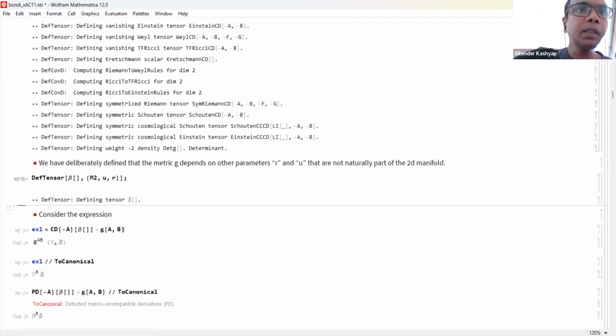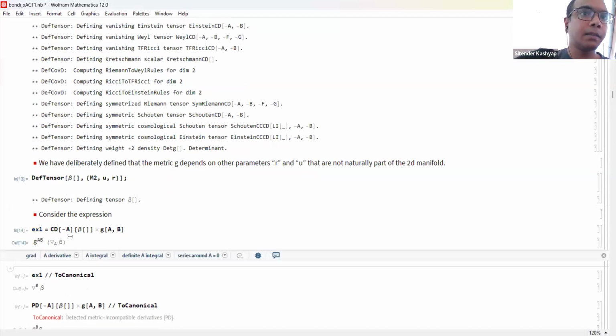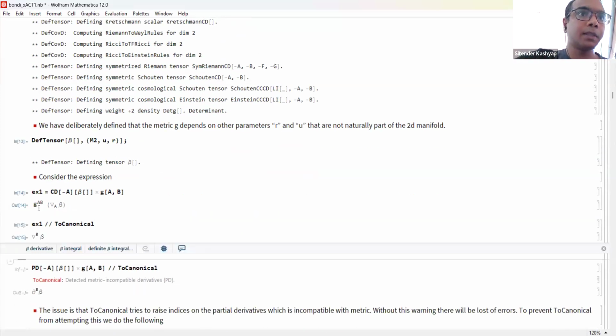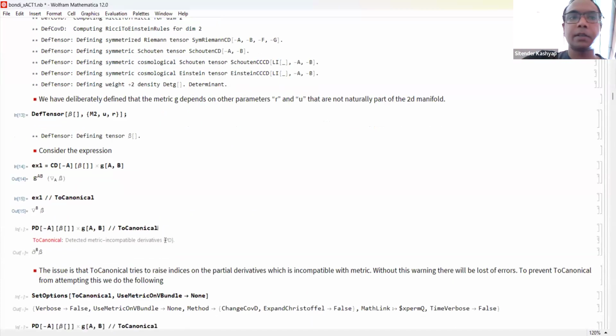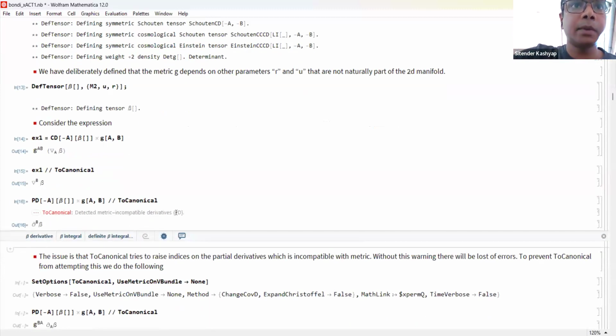Now consider the following expression, EX1. What it is saying is that we are taking the covariant derivative of beta with respect to A and then multiplying with GA. Now, if we do a ToCanonical, because this is a covariant derivative, it essentially raises the index and it becomes P. But now let's repeat the same exercise, but this time with a partial derivative. So you see what is happening. It is saying that it detected a metric-incompatible derivative, a partial derivative. Obviously, it cannot do that. It cannot just raise that index.